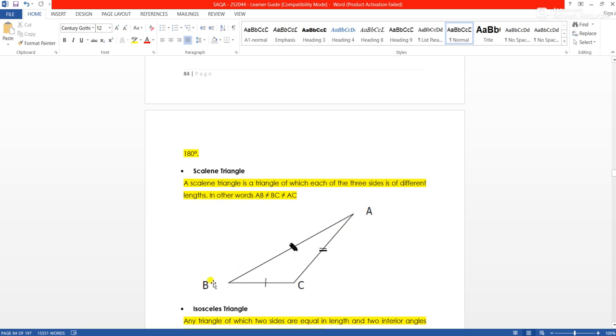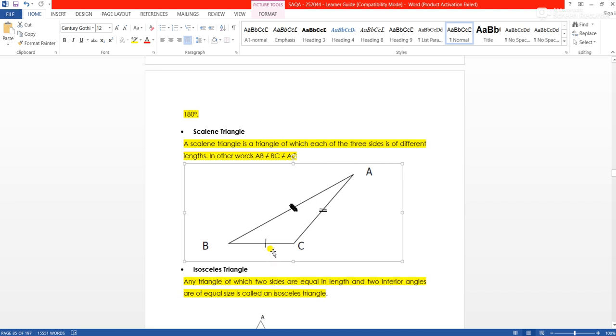You can even see on the figure that is being displayed that the lines AB are not equal to each other. And also BC is not equal to AC. So this is just a property which you should know of a scalene triangle. Then we've got an isosceles triangle.